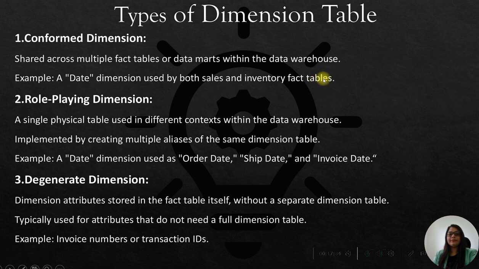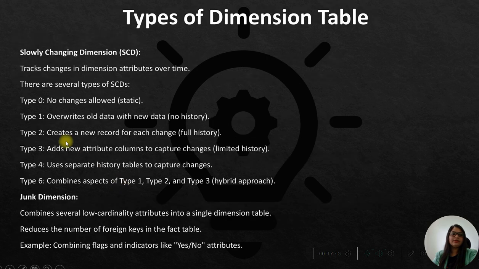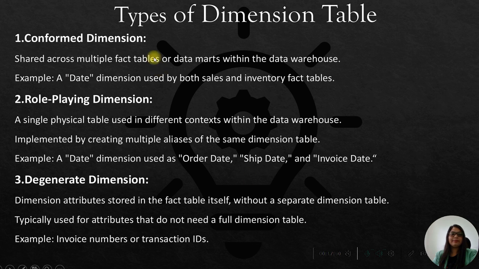Now the types of the dimension tables. So there are many types of the dimension table, like conformed dimension table, role-playing dimension table, degenerate dimension table, SCD tables and junk dimensions. So we'll see one by one. Conformed dimension is nothing but a dimension that is shared across multiple fact tables or data marts within a data warehouse. For example, a date dimension is used by both sales and inventory fact tables.